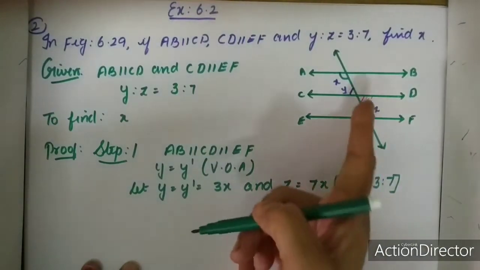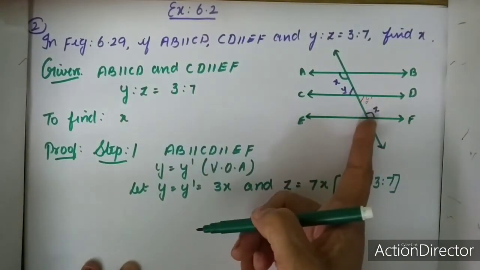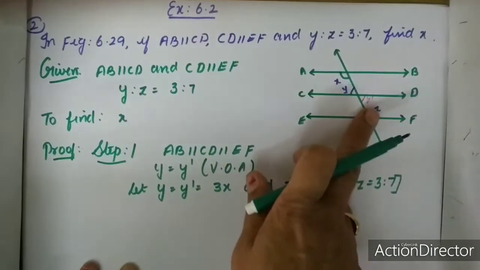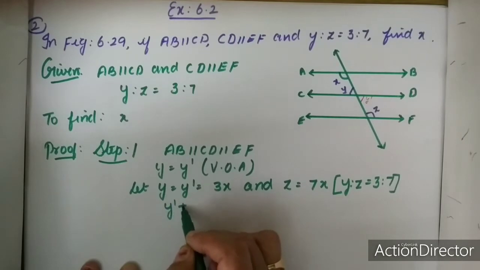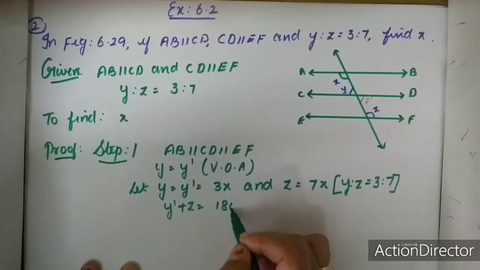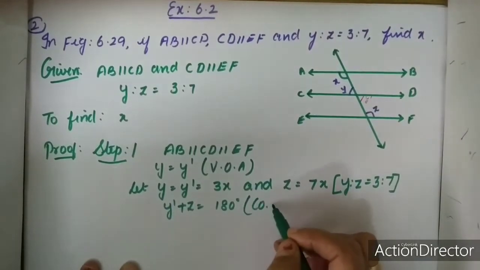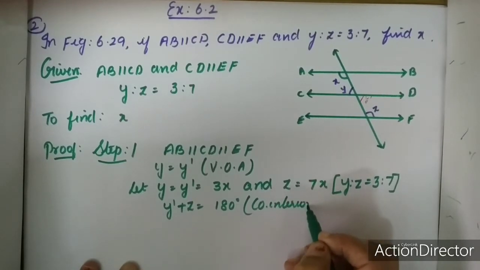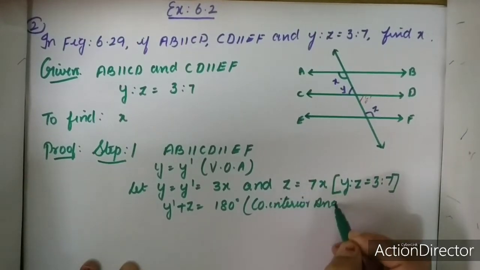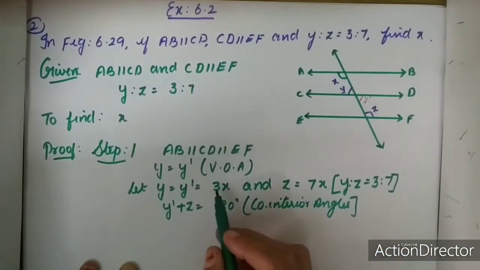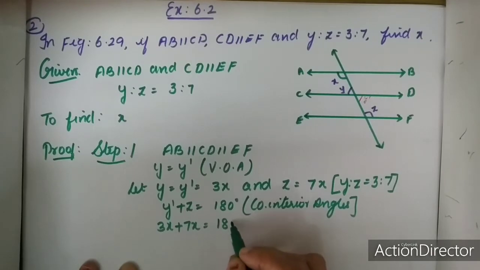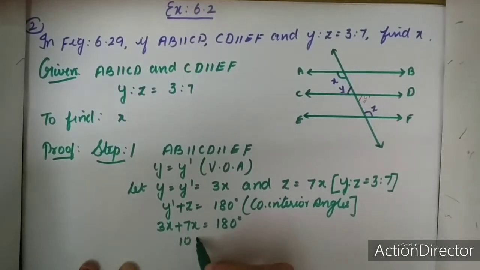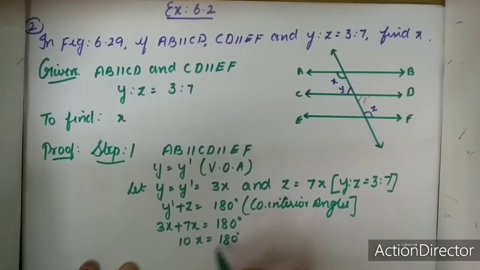Now we know the relation between Y dash and Z. What is the relation? They are the co-interior angles. So you write now Y dash plus Z is equal to 180 degrees, in brackets co-interior angles. Now what is Y dash? 3x plus 7x is equal to 180 degrees. 10x is equal to 180 degrees, or x is equal to 18 degrees.